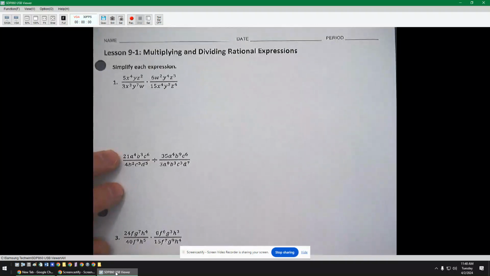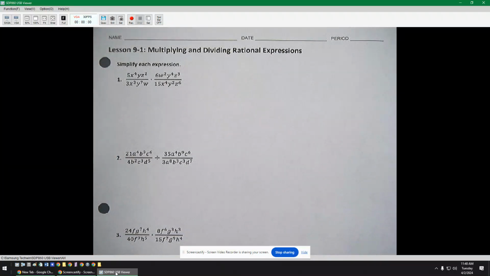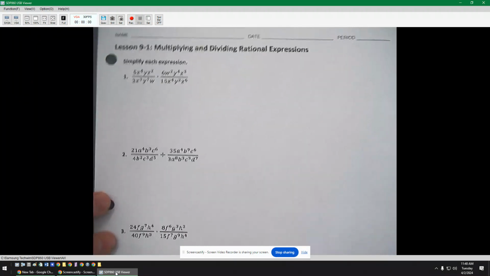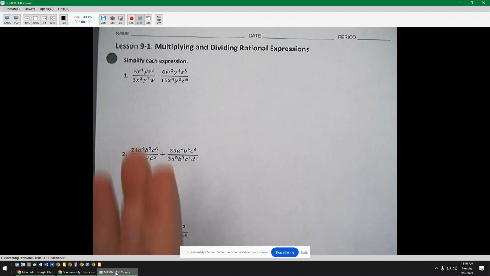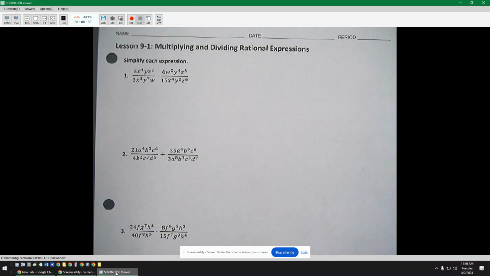Hey folks, we are starting a new module. The new module is dealing with these things called rationals. You've got rational functions, you've got rational expressions. Basically, it just means a fraction, usually with a variable. I guess it doesn't have to be a variable.